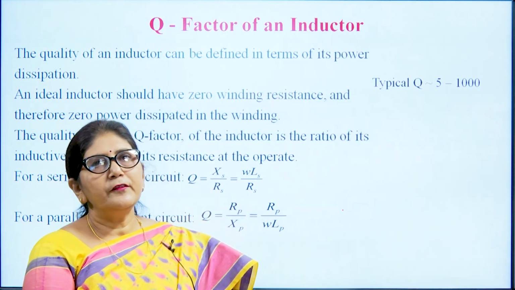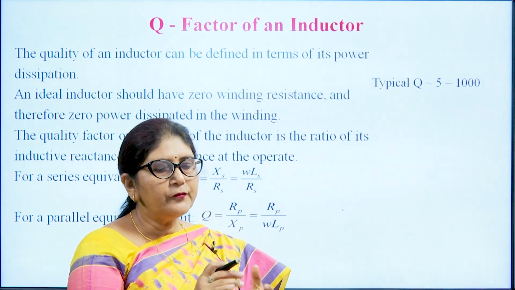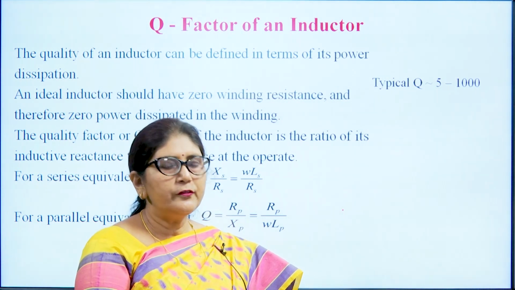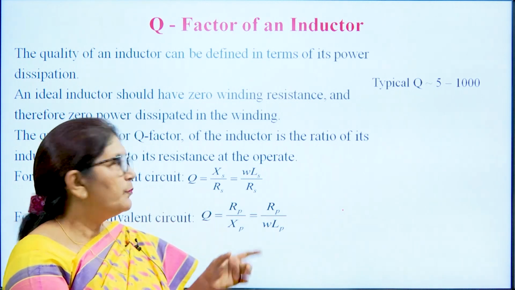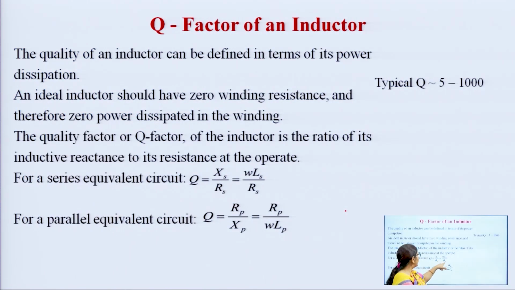Q factor, that is the quality factor of the inductance. When we represent inductance in series form, the quality factor Q is equal to Xs by Rs, and that is equivalent to omega Ls by Rs. Similarly, if we represent it in parallel circuit, then it is Rp by Xp, and that is equivalent to Rp by omega Lp.